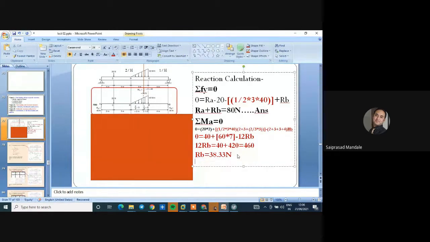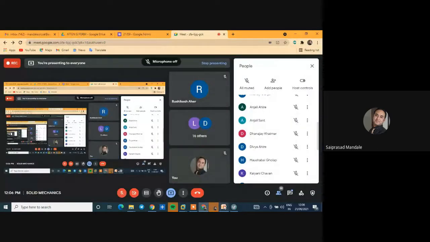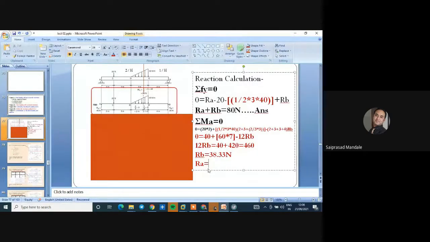So if it is 33.33, then RA is equal to how much? Please tell me the answer. And 41.67.